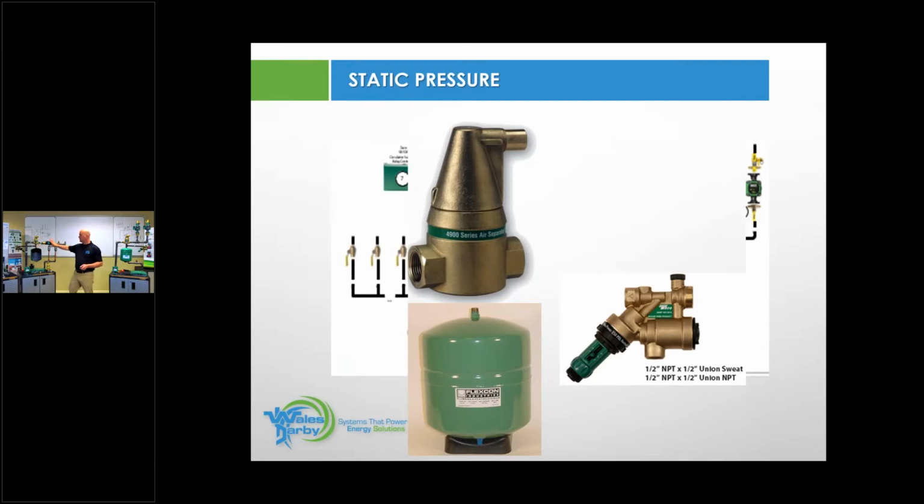Because we never want our circulator to pump into our expansion tank, because the positive pressure that's created on here will actually pull the positive pressure from the backside. So it'll almost be a negative.